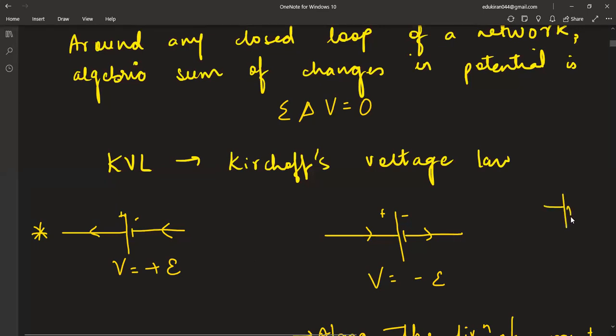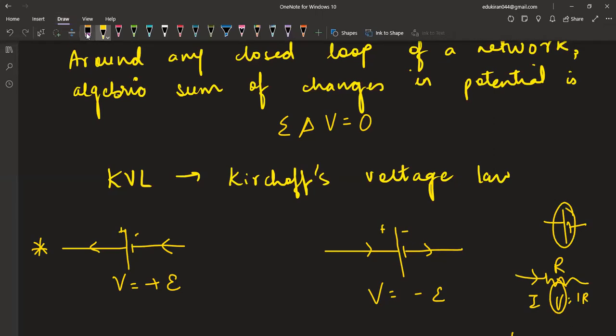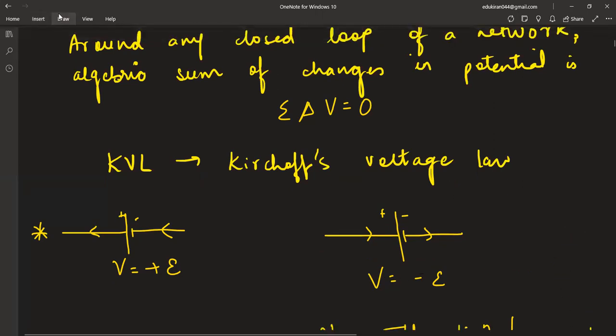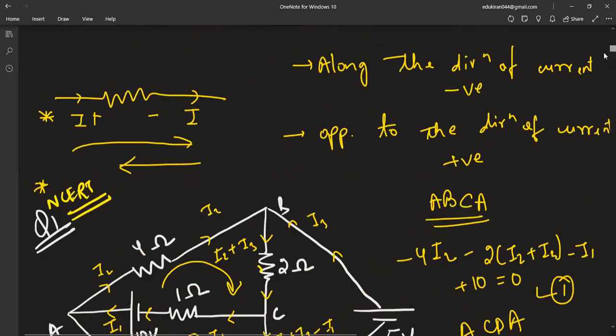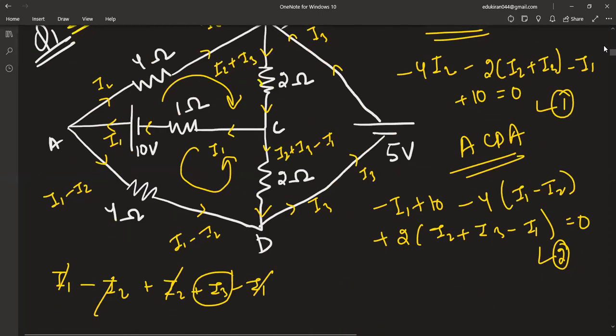Suppose a voltage is given, so just put the voltage. Suppose a resistor is given, so you know the resistance, you know the current that is flowing. So V is equal to IR, you can get the voltage here also. Your purpose is to write the net voltage as 0. That is your purpose.